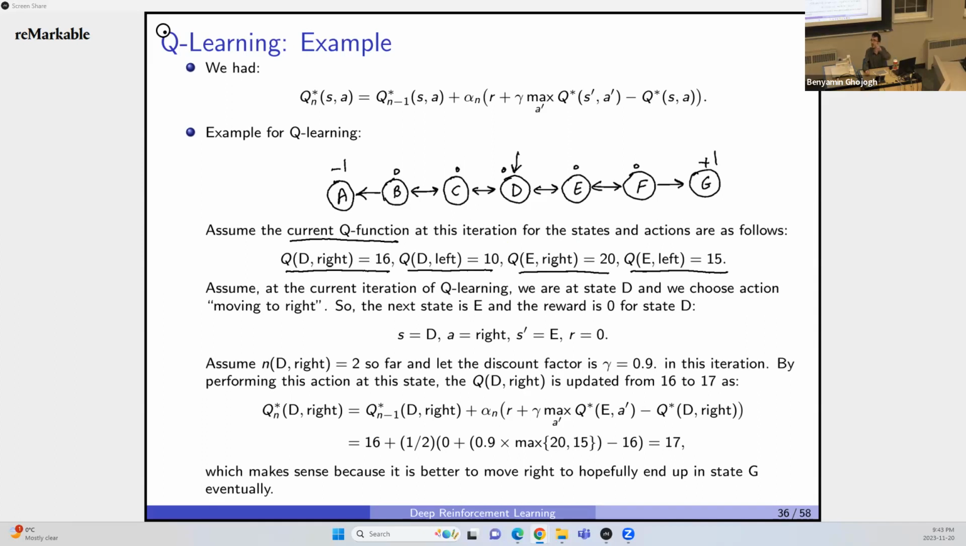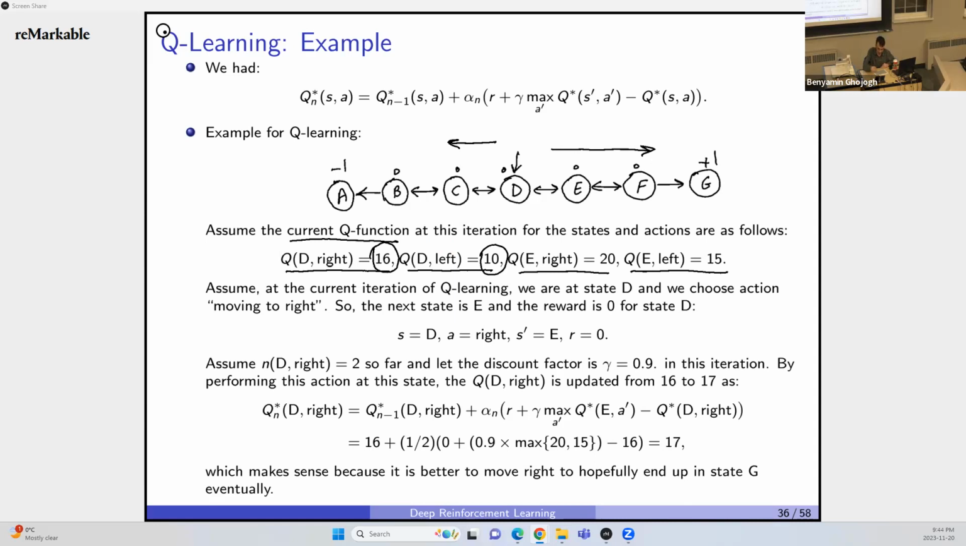You know that Q is a function of both state and action. So state D, action right, going right, let it be 16 in this iteration. State D, action left, going left, let it be 10. It makes sense. Why? Because in this game, if you go right, you will win. If you go left, you will lose. So this Q, at least in this situation, makes sense.